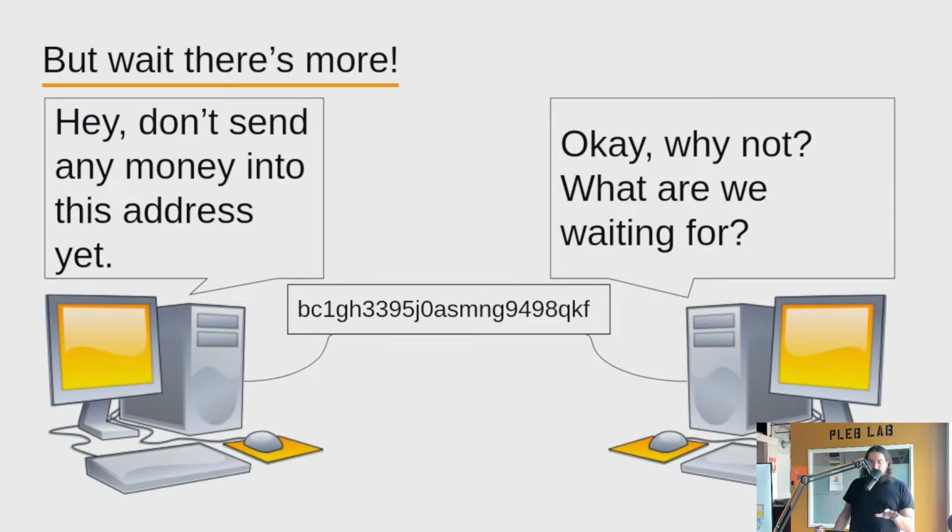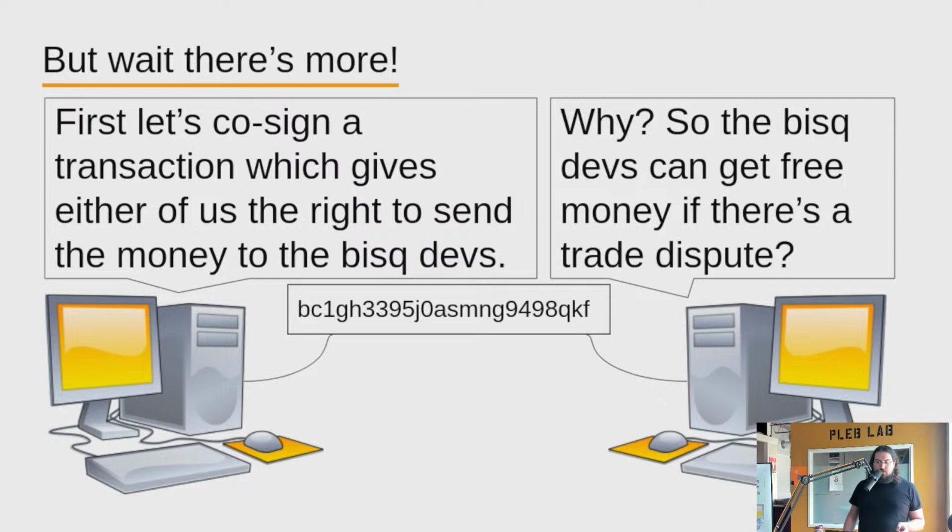So my computer, the one that's trying to buy Bitcoin, is going to say, hey, we created this Bitcoin address, but don't send any money into it yet. And instead of sending money into it, we're going to co-sign a transaction which lets either of us send the money to Bisq. So we both know what money is going into this Bitcoin address, but we're going to co-sign a transaction which lets us send the money to Bisq in the event of a dispute, so that there's not necessarily mutually assured destruction. If there's a dispute between us, we can send the money to Bisq and let them decide who's in the right and who's in the wrong and who gets the money back.